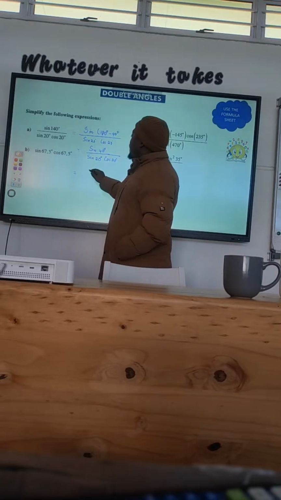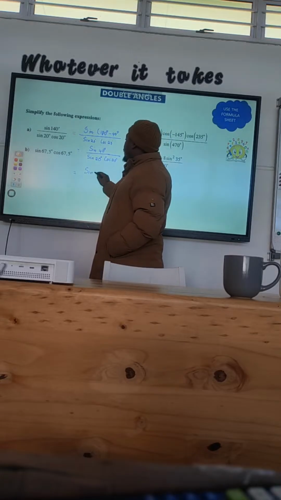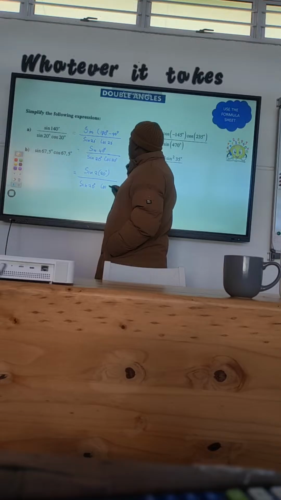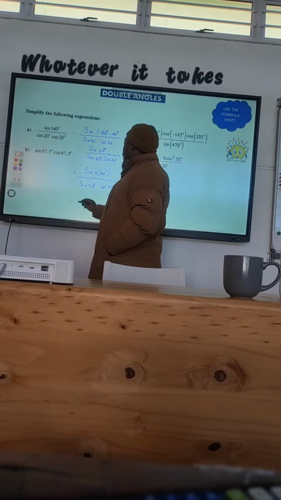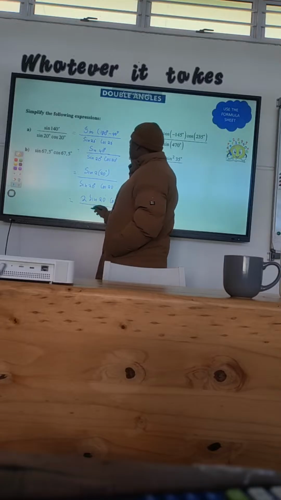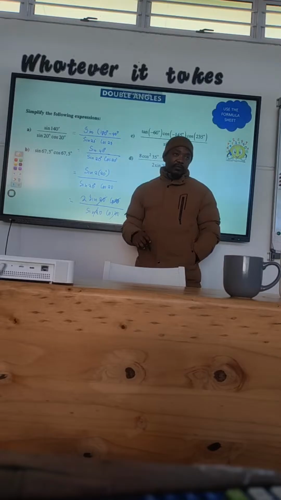And then I see that this is the same as the sine of, at the top, 2 sine of 20 cos of 20. Sine 20 cos 20, this will be cancelled by this, and my answer will become 2.